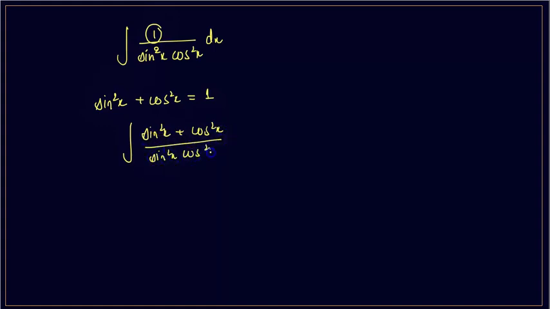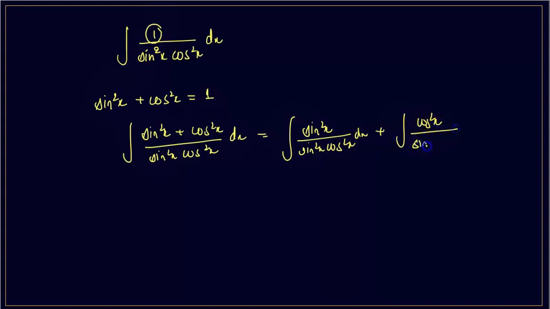cos²x and dx. So if I bifurcate, or we can separate the value, you will write sin²x upon sin²x into cos²x dx, plus here you will write cos²x upon sin²x into cos²x dx. Cos²x will get cancelled. Sin²x and sin²x will get cancelled.